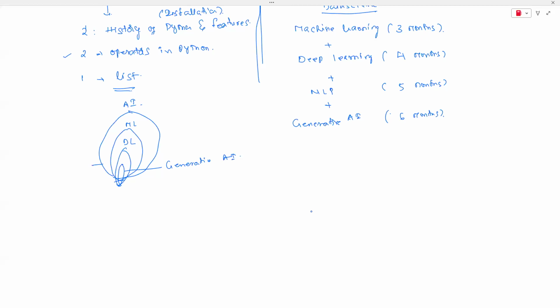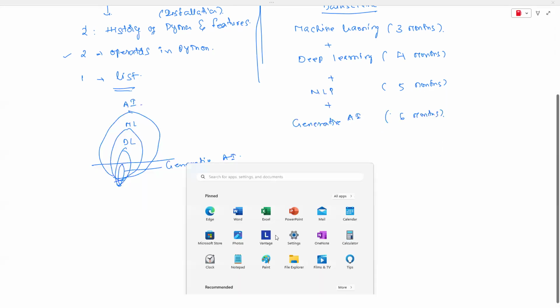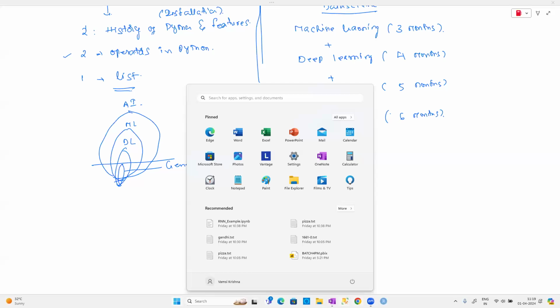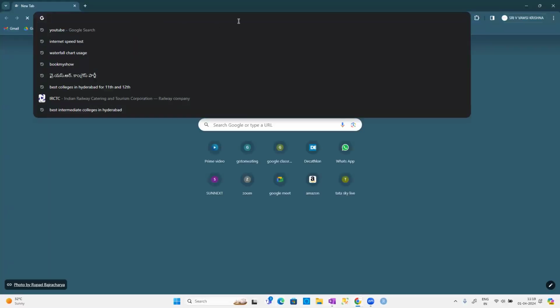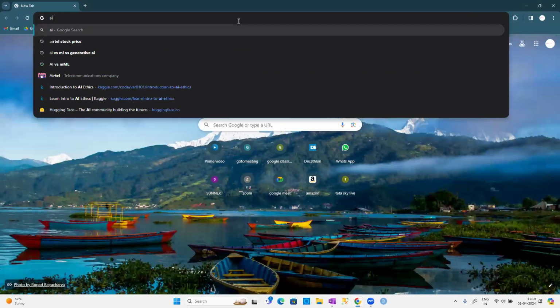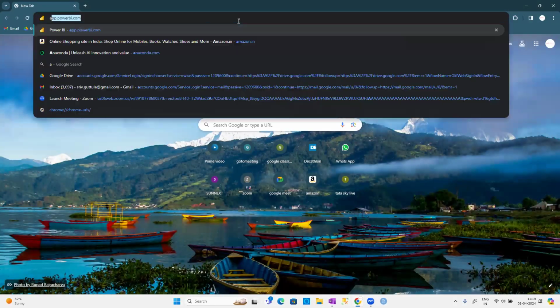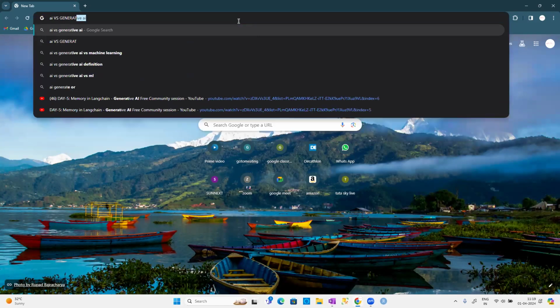Previously, some few months back, only 3 topics used to be there: AI, ML, and DL. But now, along with that, we have got generative AI also in the picture, guys. If you want, we can verify that: what is AI versus what is machine learning, and what is AI versus generative AI.